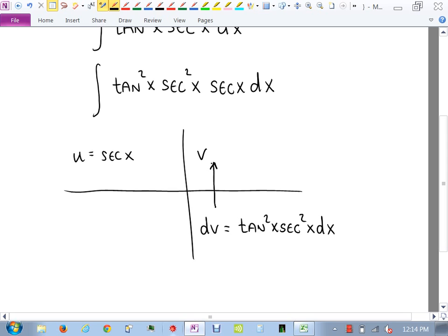So it's... No, you can't have the squared there. That one is 1/3 tangent cubed x.